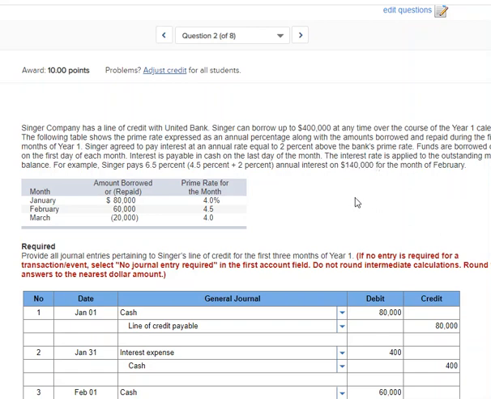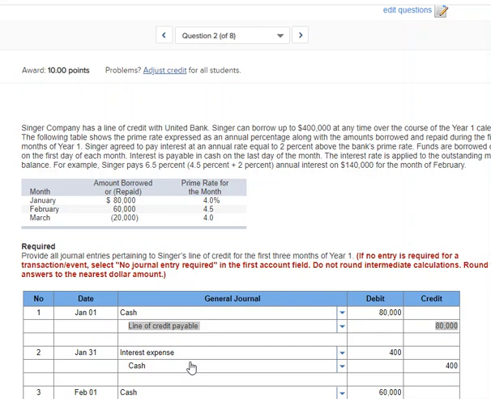Let's walk through that a little bit, to make sure that we understand. In January, we borrow $80,000. Start with just recording that at January 1st. We're going to debit cash and credit line of credit payable for $80,000. Now at the end of January, we decide we don't have enough cash to pay back any of that principal. So we're just going to pay the interest. That's it.